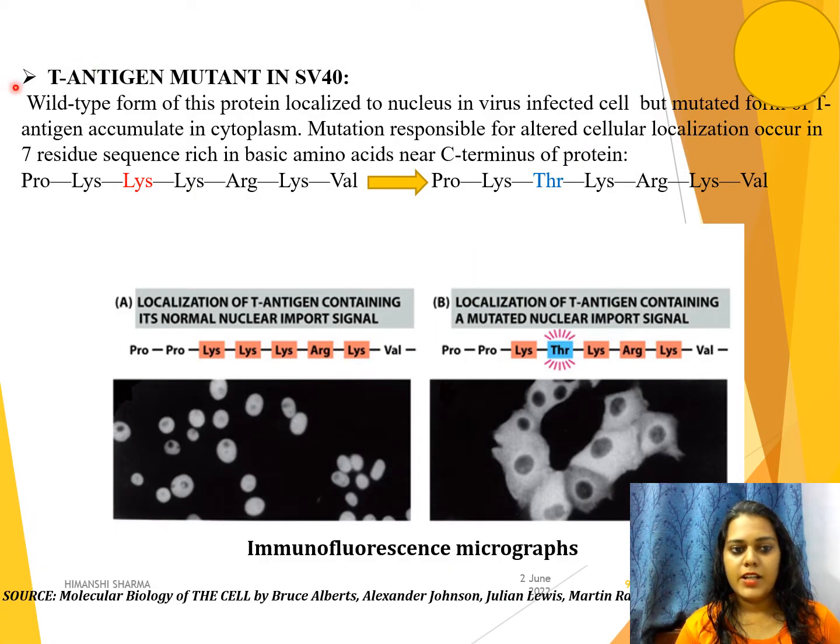Now there is another experiment, that is the T antigen mutant in SV40. A mutation was introduced in the NLS signal of the protein, and it was observed that the wild form of that protein localized into the nucleus, but the mutated one accumulated in the cytoplasm and wasn't able to pass into the nucleus. Here we can see the lysine is replaced with threonine, and then the nuclear import was inhibited.